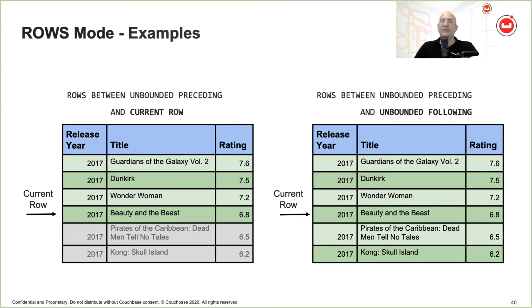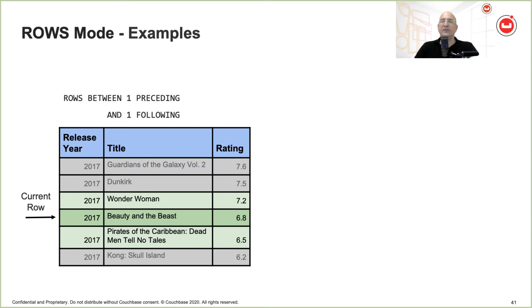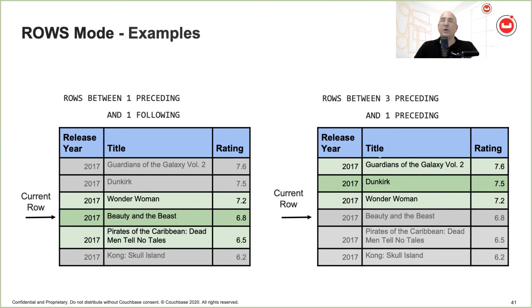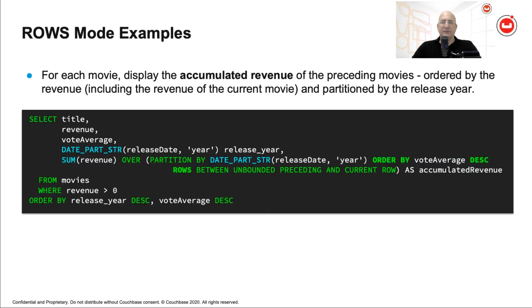You can also specify the location of rows relative to the current row. When you specify rows between one preceding and one following, you refer to a frame of 3 rows where the current row is in the middle. When you specify rows between 3 preceding and 1 preceding, you refer to a frame of 3 rows that came before the current row. So let's see an example of using frames.